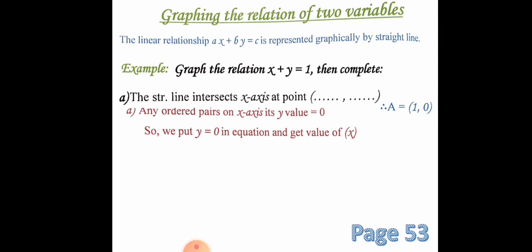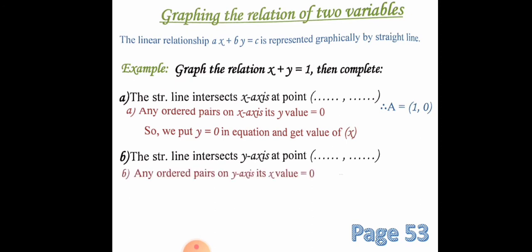We're going to call it point A. Its ordered pair is 1 and 0. The same way, we want to know the point at which the straight line will intersect the y-axis. So what are the coordinates of this point? Any point on the y-axis has an x coordinate of 0. So we substitute in the relation with x equals 0: 0 plus y equals 1, which means that y equals 1. We're going to call this point B. Its coordinates are 0 and 1.